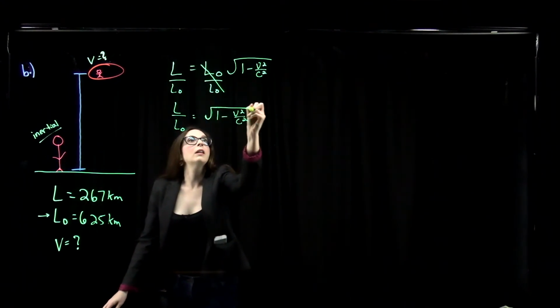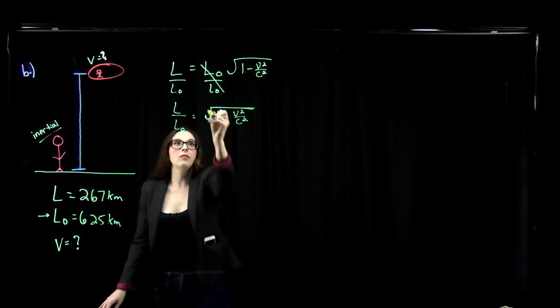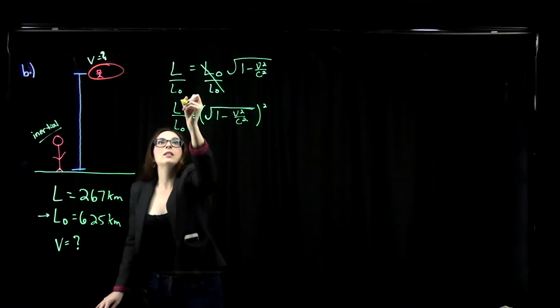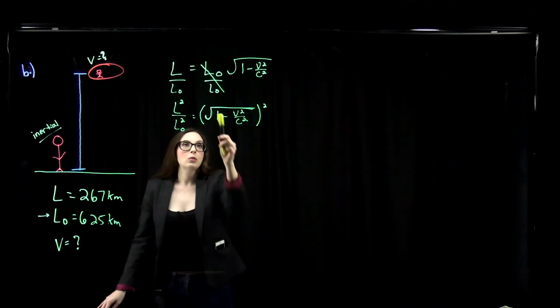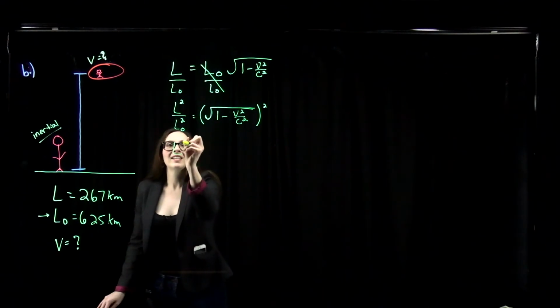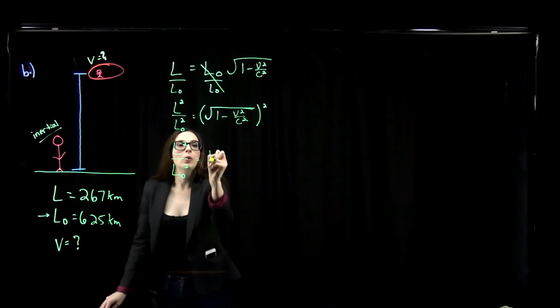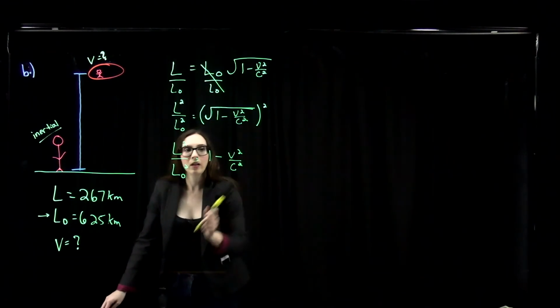Now we got to get rid of the square root sign. So we have to square both sides. That's the same thing as taking the top and the bottom here, squaring them. So squaring the square root gets rid of the square root sign. So this is equal to 1 minus v squared over c squared.